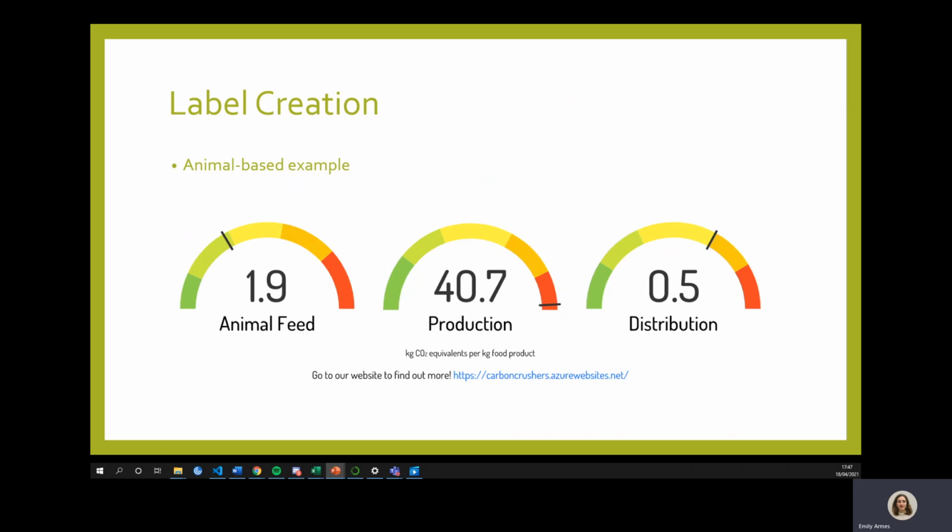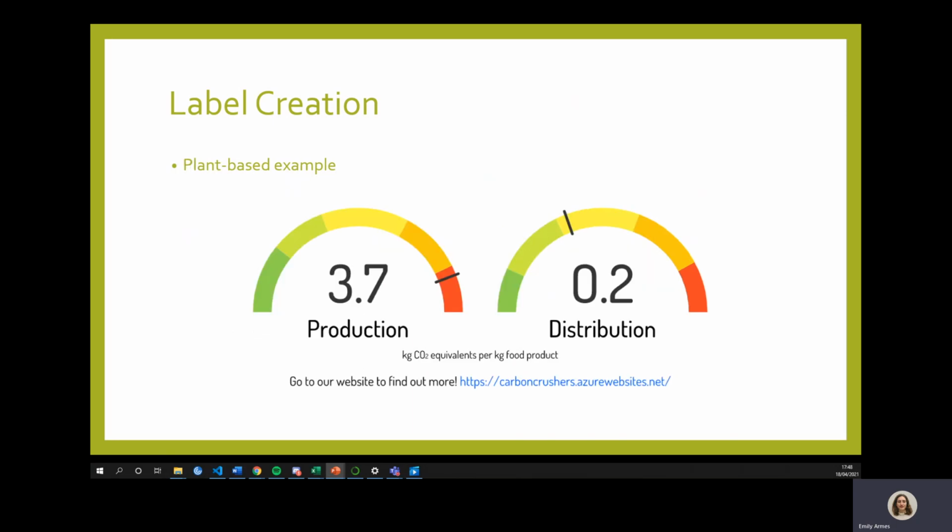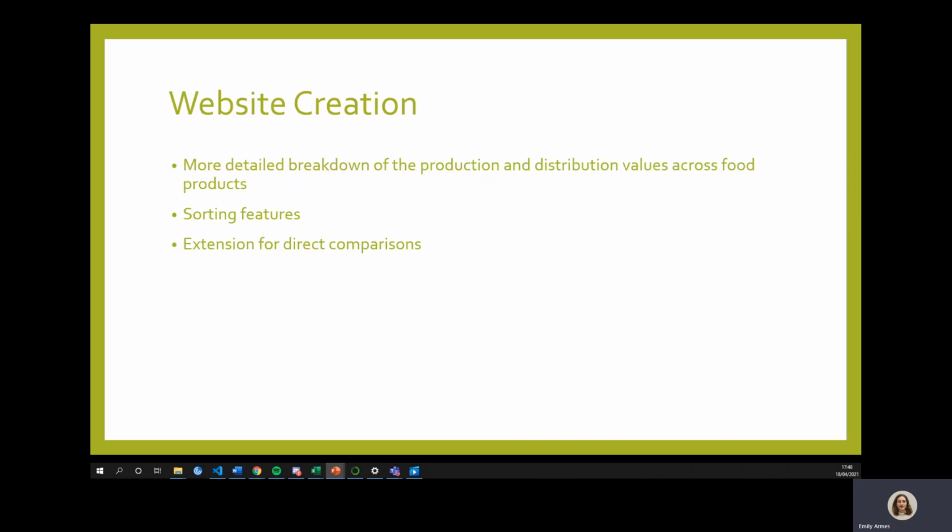We initially started by mapping some distributions on a Jupyter notebook, which is included in our GitHub. So you can look into that more here. And it does show the number in the centre of these gauges as the kilogram CO2 equivalent per kilogram of food product. And so we just mocked up 2 labels that we would like to put on the product, which includes a link at the bottom that customers could then look into to get drilled down into our website.